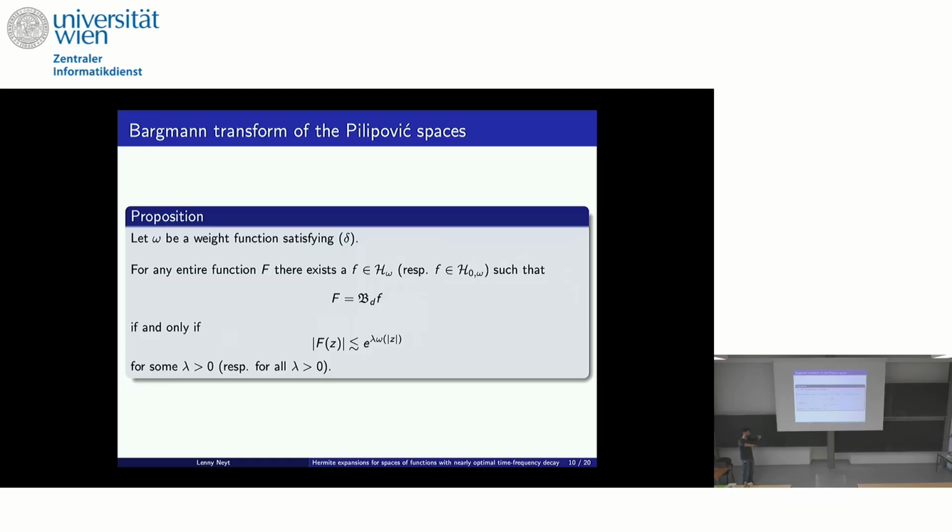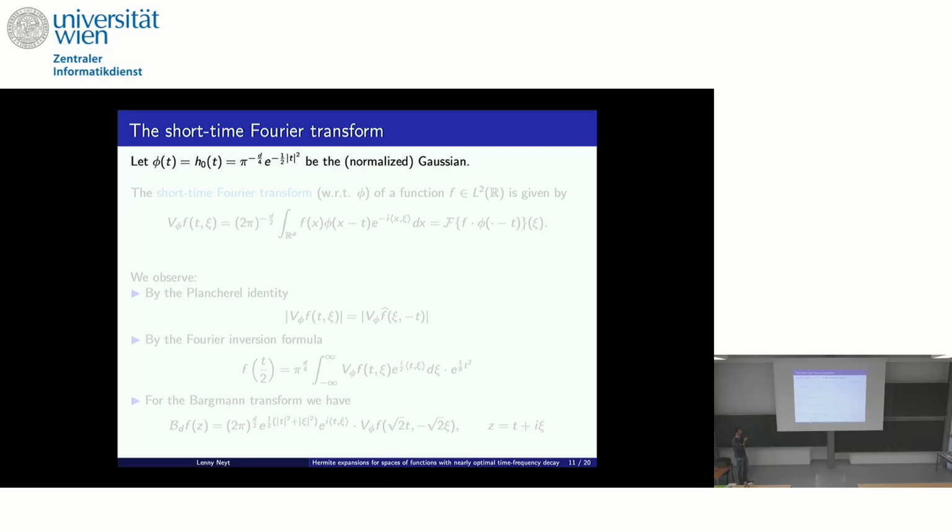And now that we have this direct connection between these spaces, these entire functions, and the Pilipovich spaces, let's now connect it to time frequency decay. And therefore, we use, as one would expect, a short time Fourier transform. Okay, but we'll use it just with the window Gaussian, normalized Gaussian. As we know by now, I think by the end of this week, this is the windowed form of the Fourier transform.